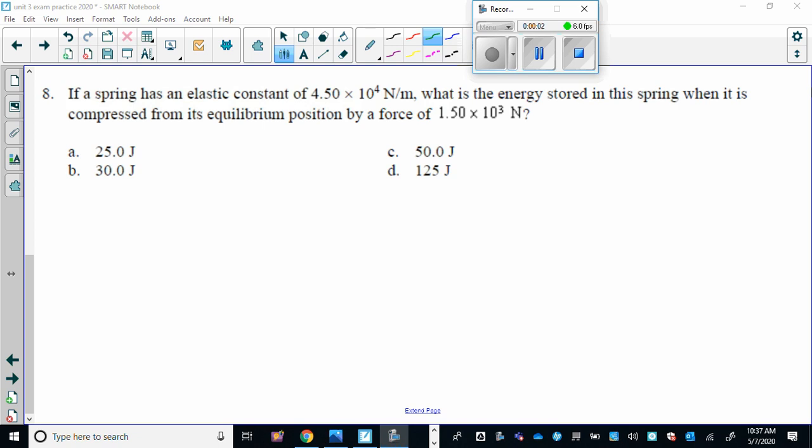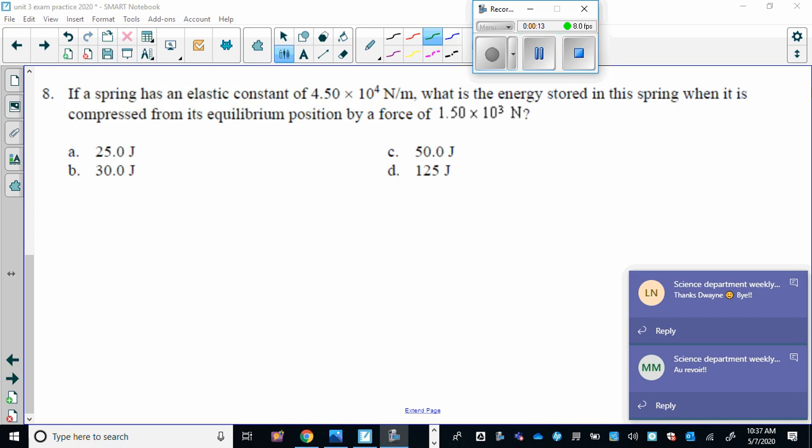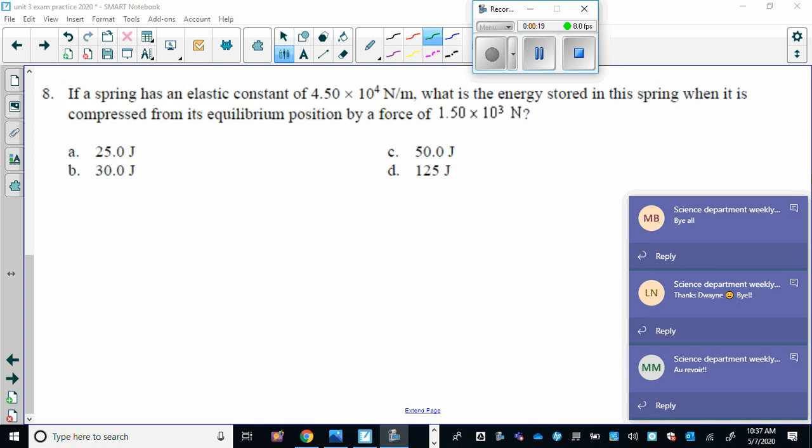Part 2 of the Unit 3 practice exam. Number 8, if a spring has an elastic constant of 4.5 times 10 to the 4, what is the energy stored in this spring when it is compressed from its equilibrium position by a force of 10?